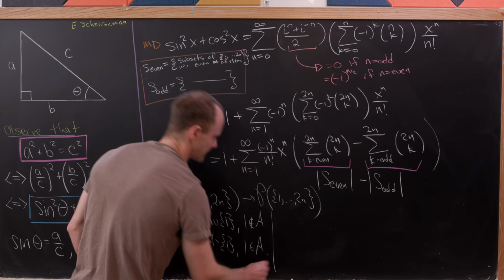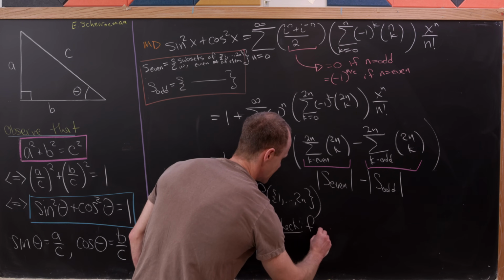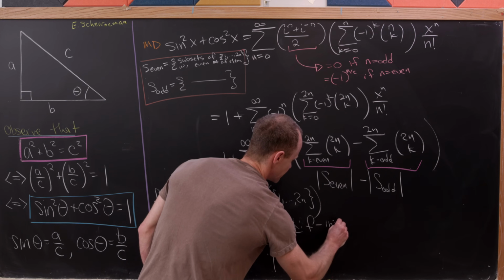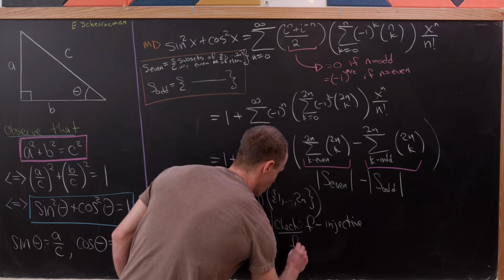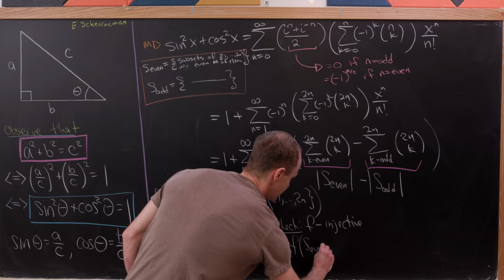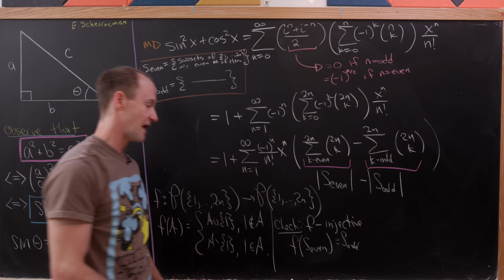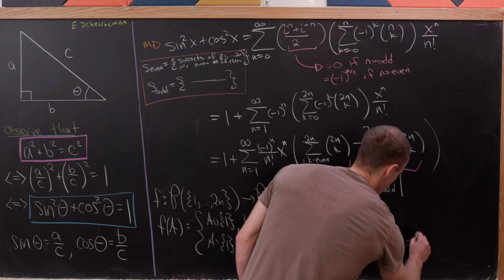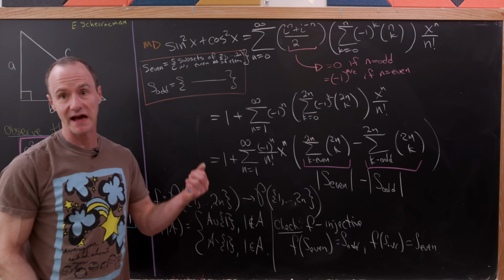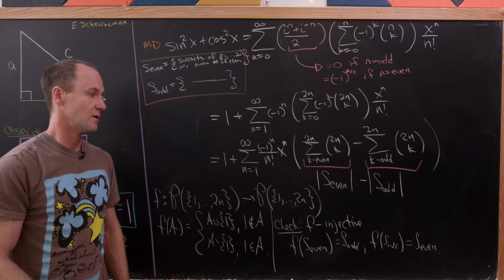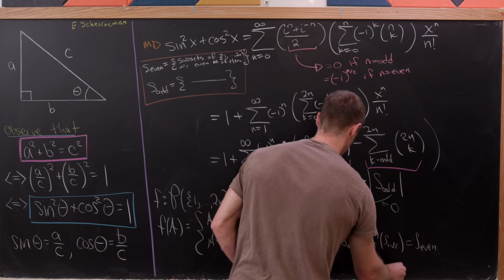Now I'd like to observe the following, and you can check this. That is, f is injective. So this is a one-to-one function. And then furthermore, f of S even equals S odd, and f of S odd equals S even. But that tells us that S even and S odd are the same size. But that means that this difference right here is equal to 0.